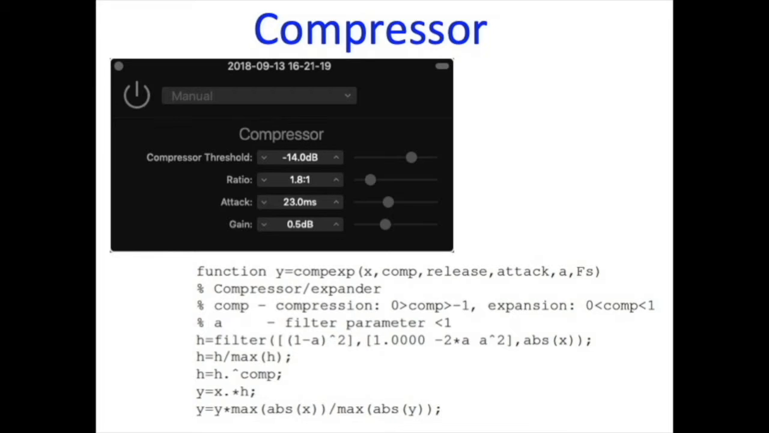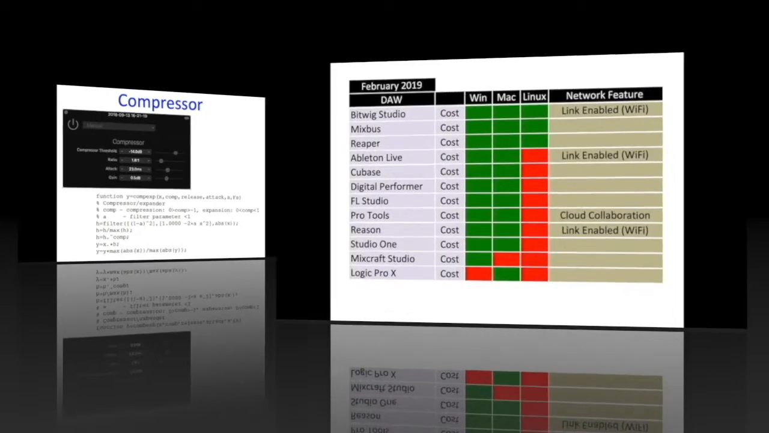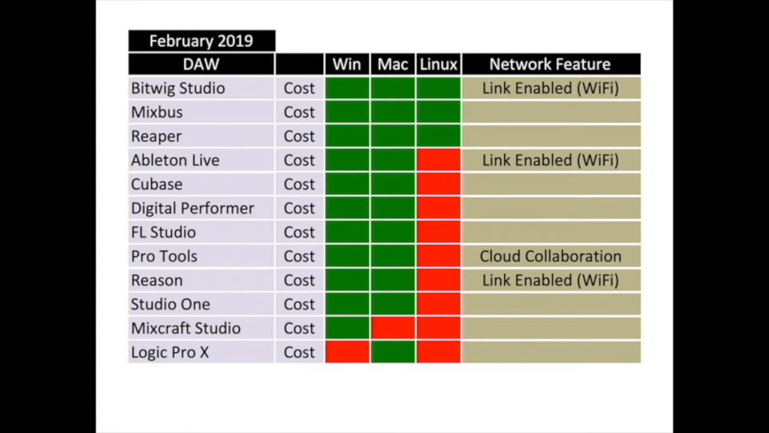All right, so let's take a look at the same information for purchase products. So here's the platform grid showing the 4 purchase products. Now, in this grid, you'll notice I added a column for networking. There is something called a link feature developed by Ableton. Bitwig and Reason make use of Ableton's link feature. And Pro Tools offers a cloud collaboration feature.